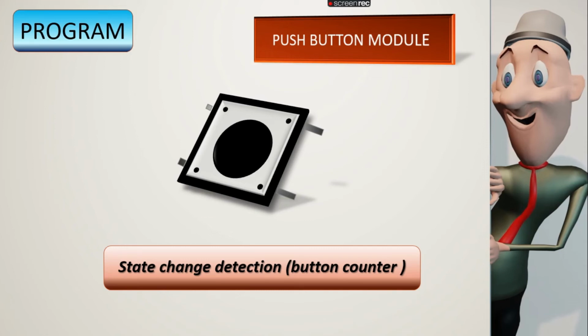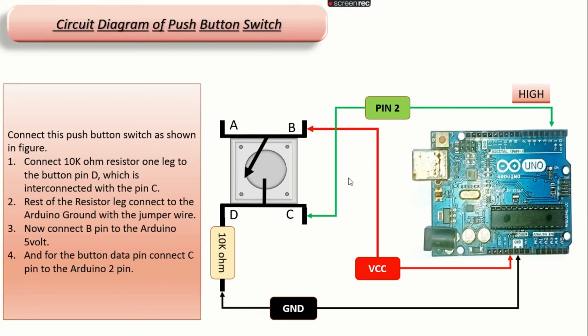So hello guys, in this video you will see the program of state change detection. This is the circuit diagram of the push button switch. I am using the 10 kilo ohm resistor as a pull down resistor. If you don't know the internal connection of the push button, you can see my previous video. There I already have shown how you can detect which pins are interconnected and which are not.